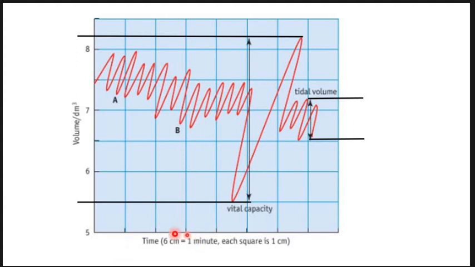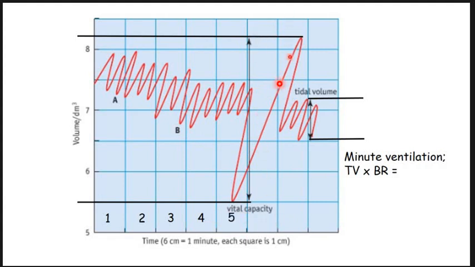And what we can see here is it tells us that on time, 6 centimetres equals 1 minute. So each square is 1 centimetre. So 6 squares is 1 minute. So we've got 1, 2, 3, 4, 5. I'll do this first. We're going to work out minute ventilation. Minute ventilation is your tidal volume times your breathing rate. Okay, so 1, 2, 3, 4, 5.